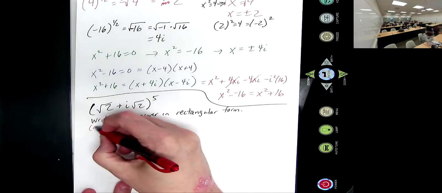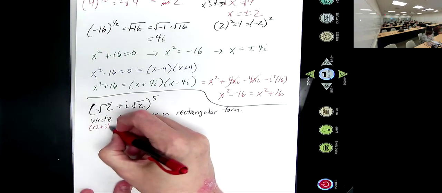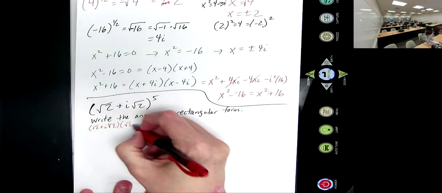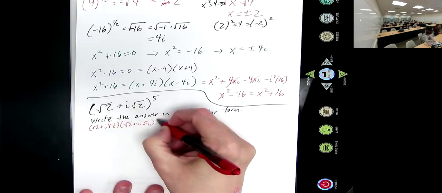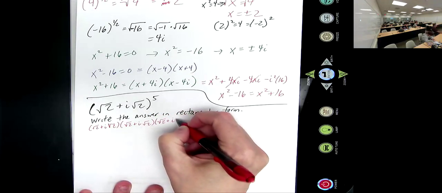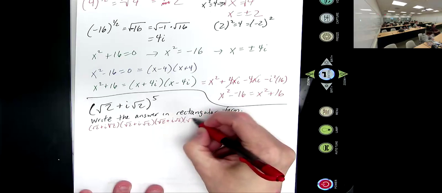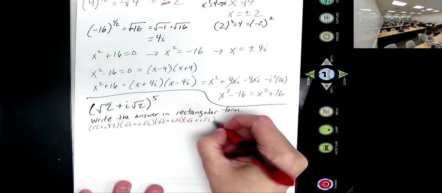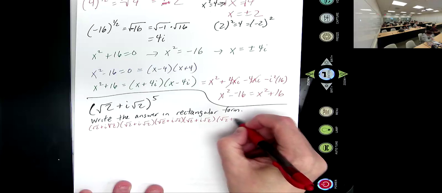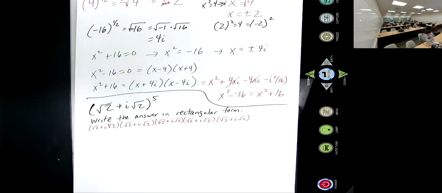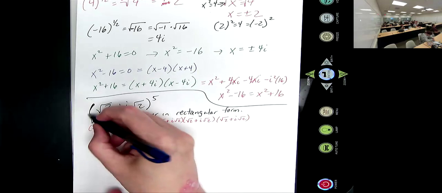I could do root 2 plus i root 2 times root 2 plus i root 2, times root 2 plus i root 2, times, I need 5 of these, plus i root 2, and then root 2 plus i root 2. That is some tedious multiplying. Forget all that. So, better method.